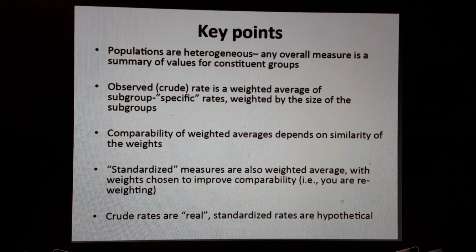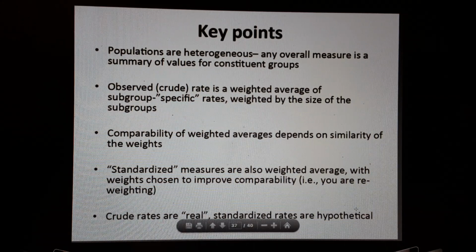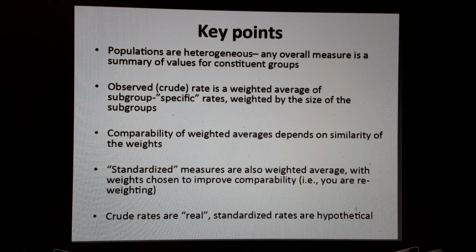calculate them yet. So for some key points, populations are heterogeneous. Any overall measure is a summary of values for a constituent group. The observed or crude rate is a weighted average of subgroup-specific rates weighted by the size of the subgroups. Comparability of weighted averages depends on similarity of these weights. So standardized measures are also weighted averages, with weights chosen to improve the comparability. So all you're doing is reweighting. Crude rates are real, and standardized rates are hypothetical.